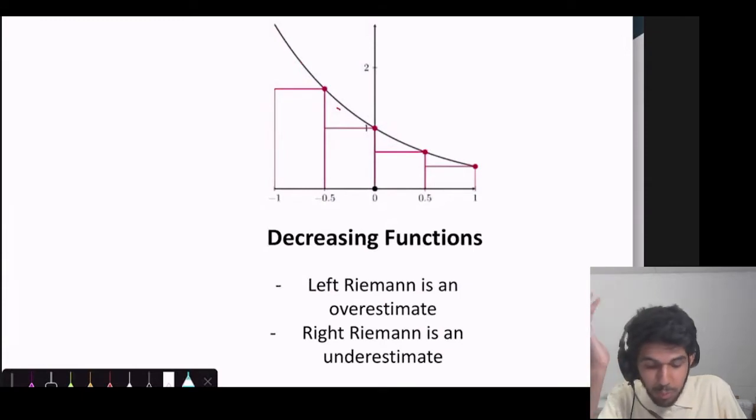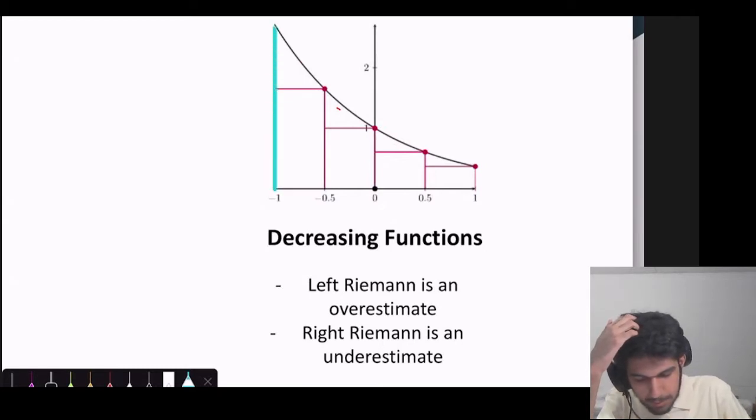So left Riemann, we want the left corner to touch the curve. So if we continue this line upwards, we touch the curve there, and then we want a rectangle, so the opposite side should be the same length, and then we get something like this.